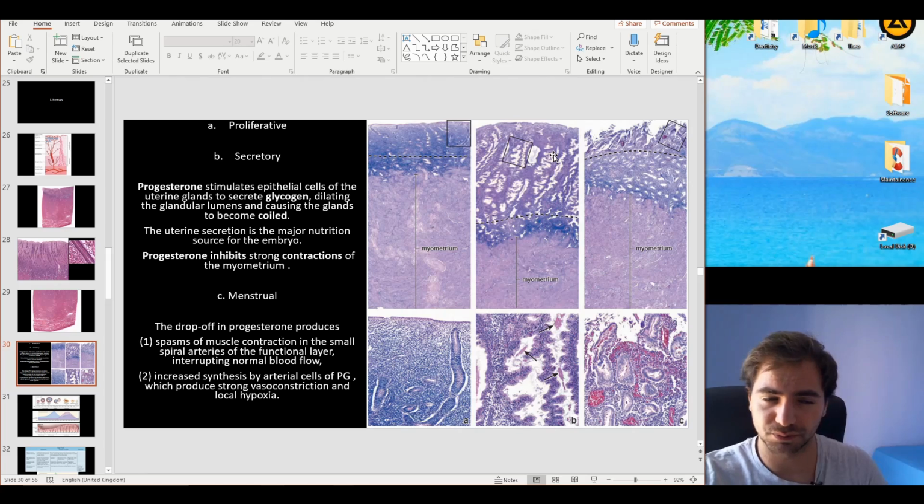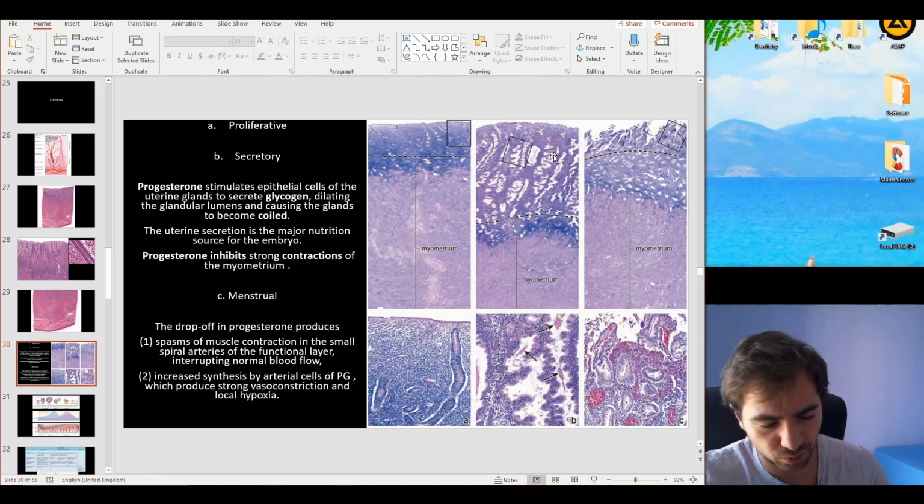Specifically, we're going to have the production of progesterone, which will stimulate the epithelial cells to start accumulating glycogen. Glycogen, of course, you should think of as an energy source, as these cells do not receive an increased amount of perfusion, oxygenation, and nutrients. As a consequence of this accumulation, the uterine glands that were straight now start to become more coiled.